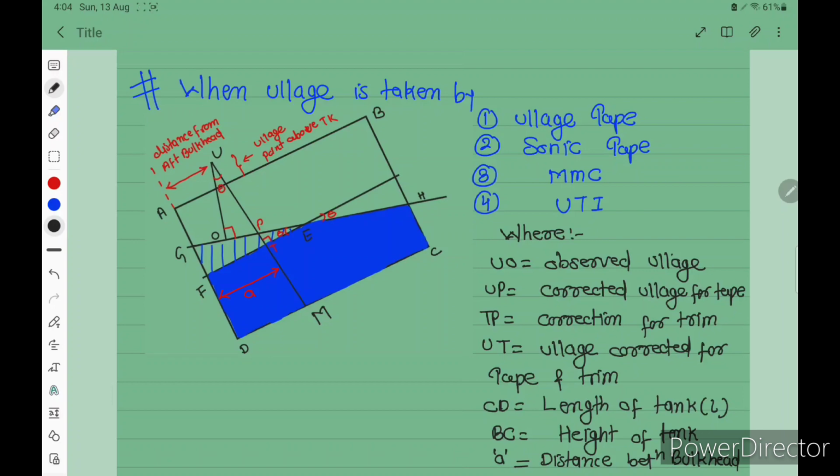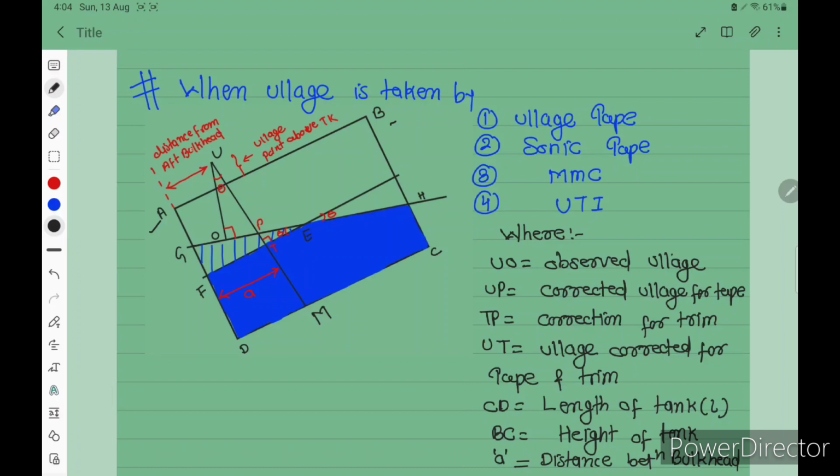So first, if the question is given when the ullage is taken by anyone, ullage tape, sonic tape, MMC and UTI, this tape which we can do manually, then we are going to use this one formula. So now consider this is your tank A, B, C, D, and the vessel is trim by stern.